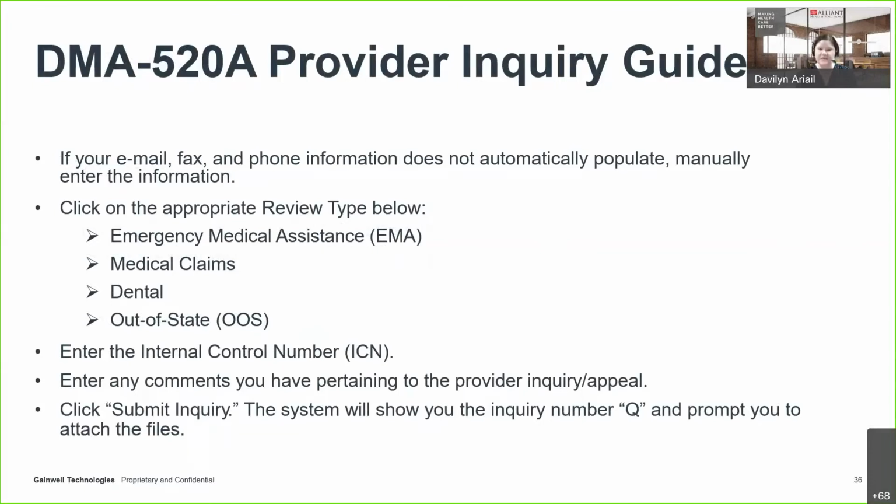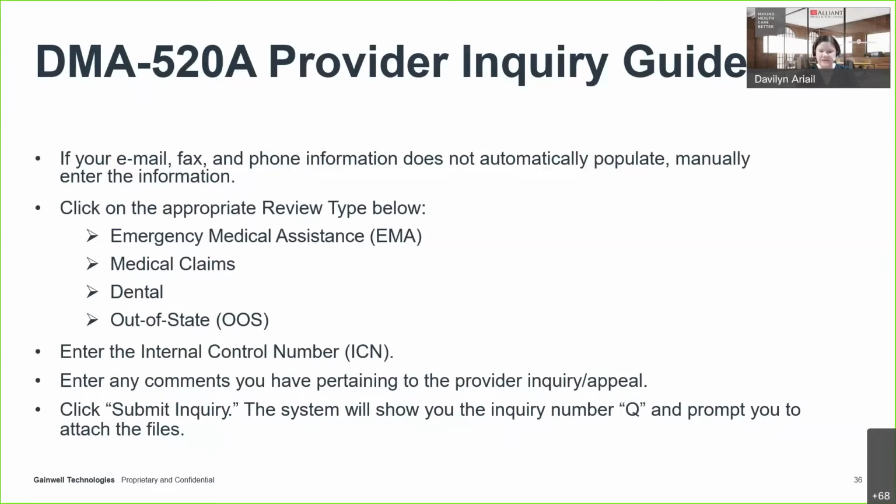When completing the DMA 520A appeals, please enter your email, fax, and phone number if this information is not auto-generated by the system. Please select the review type that you're appealing. EMA is emergency medical assistance, medical claims, dental, or out-of-state. A valid ICN is required.